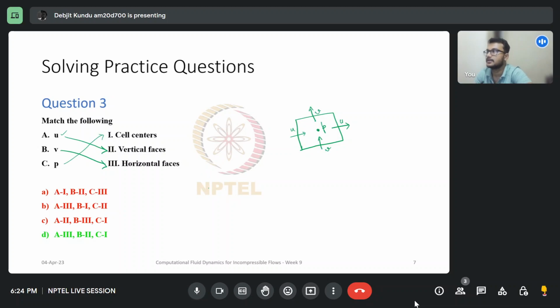So the correct option would be A2, B3, then C1. That is option C would be the correct one. I'm sorry once again, the coloring has been messed up a little bit. So C would be the correct answer to this question. A2, B3 and C1. Okay.